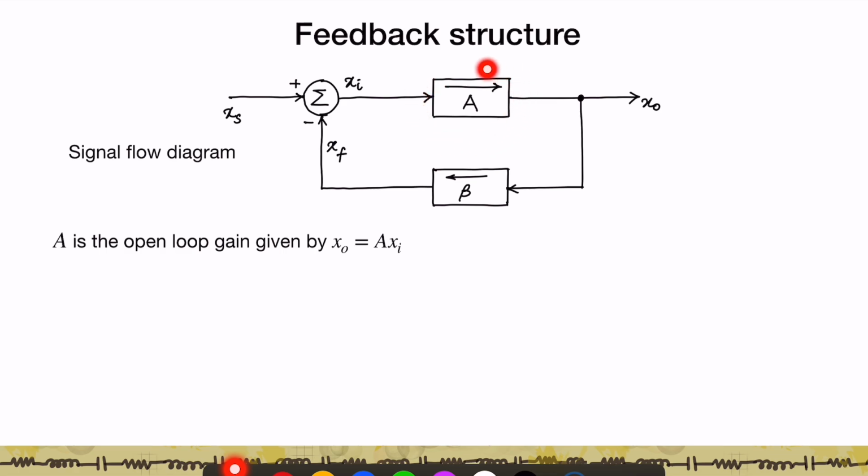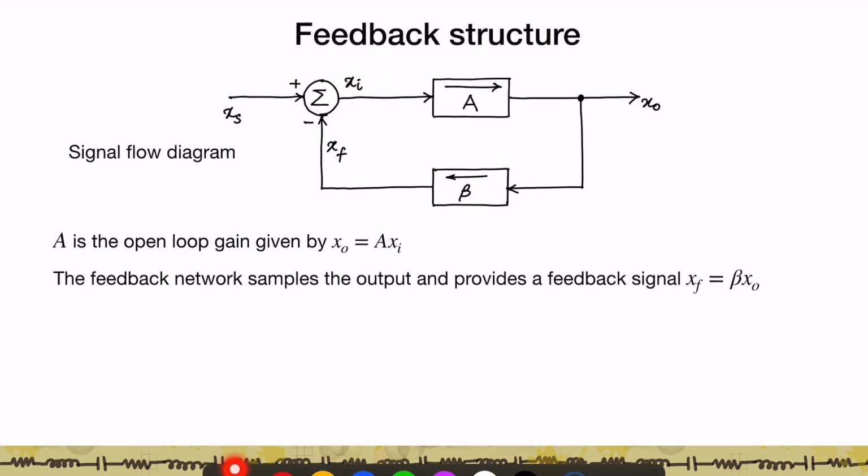And this term A is known as the open loop gain, and so typically XO is given by A times XI, right? So again, in most of the cases that we'll look at in this course, this would be a linear function, that is A would be constant. So XO would be some linear times XI. And as I mentioned, this feedback network beta is sampling the output and sending a part of that output back to the input, right? And so we have a feedback signal that is generated, an XF, which is given by some beta times XO, right?